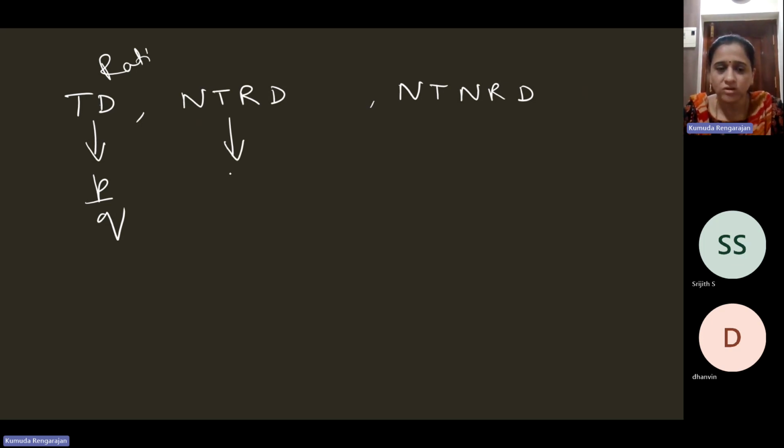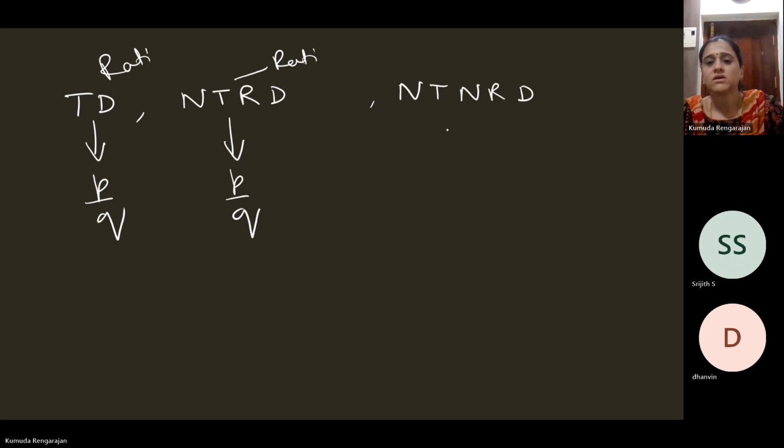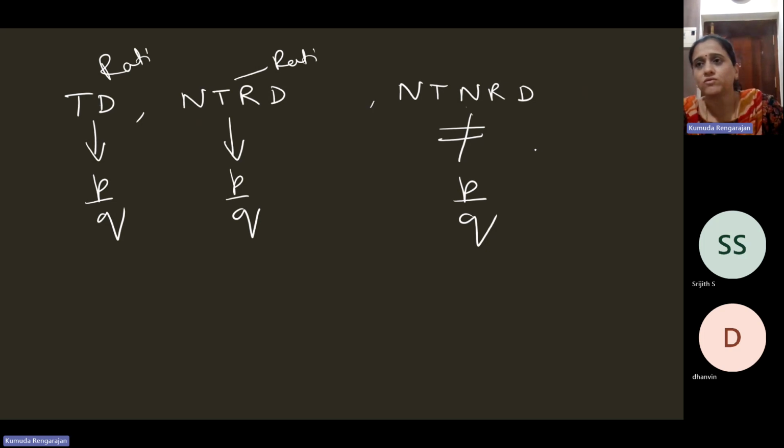Non-terminating repeating decimals also have a P by Q form. So it's a rational number. This one does not have a P by Q form. And that's why we call it an irrational number.